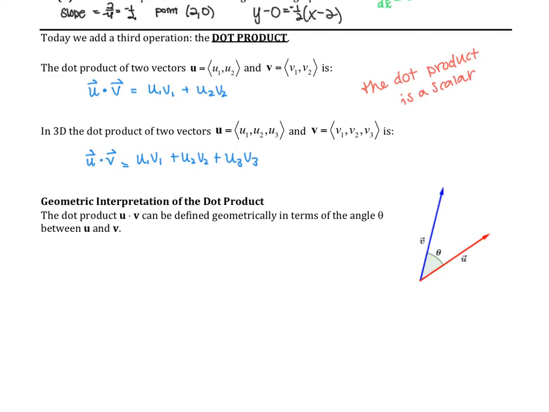Now, if we look at the geometric interpretation, u dot v can be defined geometrically in terms of the angle theta between u and v. If I have two vectors in space, theta is the angle between them, and the geometric interpretation of the dot product is that u dot v equals the magnitude of u times the magnitude of v times the cosine of theta.